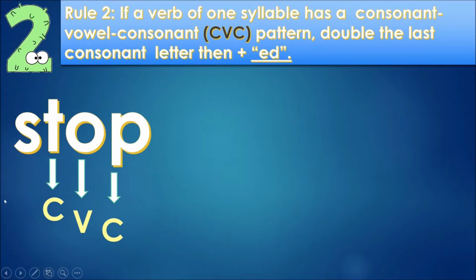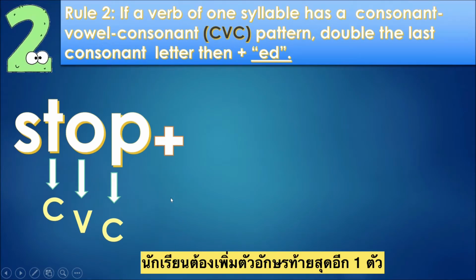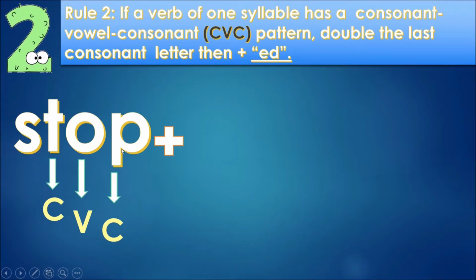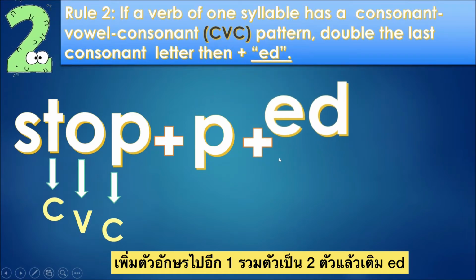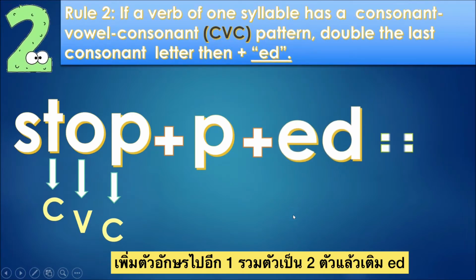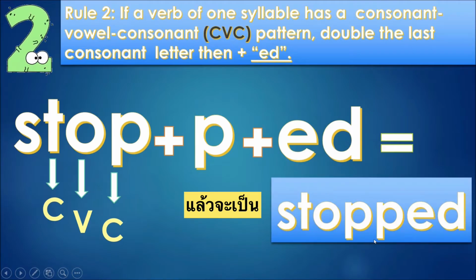Okay, and then what will you do? You have to double the last consonant. What is the last consonant here? It's letter P. So you have to double the P. And then you have to add what? ED. So you have to add ED. So it will become stopped. Okay?